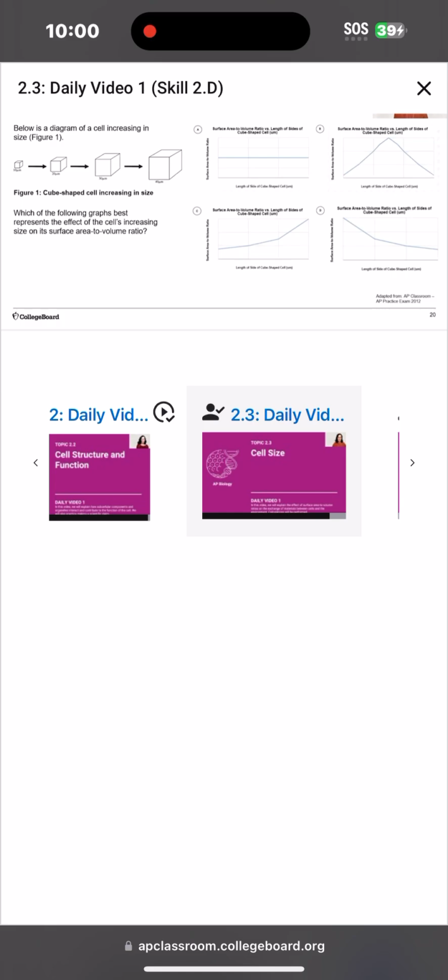Okay, so the best representation of this relationship is D. As the length of the side of a cube-shaped cell increases, the surface area to volume ratio decreases.